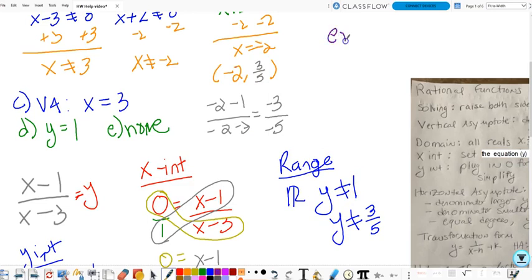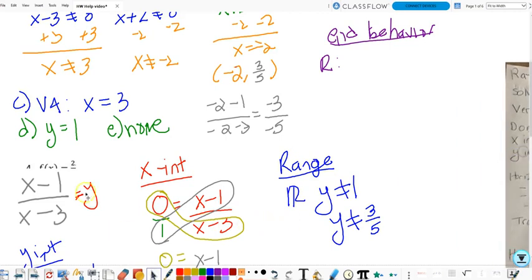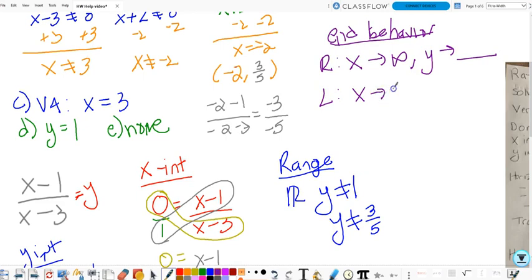All right, the last is end behavior. For right end behavior, and I don't have this on my summary sheet, so you can add it to yours: right end behavior always starts x goes to infinity, y goes to, and you fill in a y value. Left end behavior always starts x goes to negative infinity, y goes to. For rational functions, for these fraction functions, your end behavior will always be the value of your horizontal asymptote.